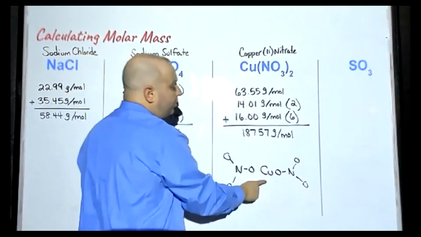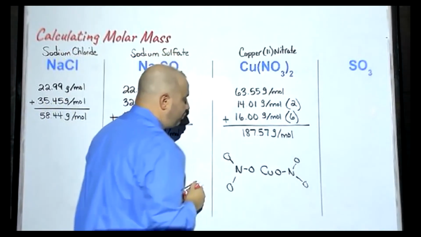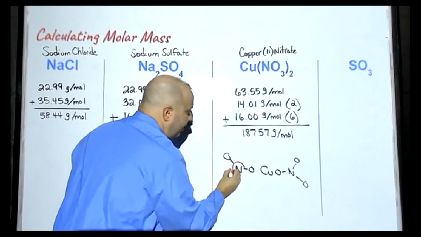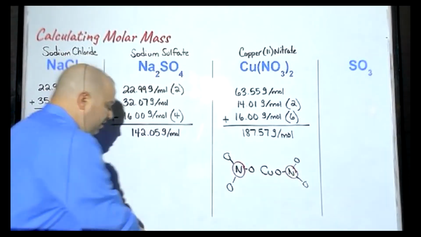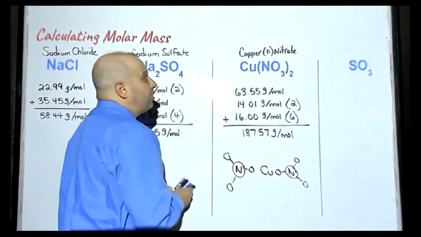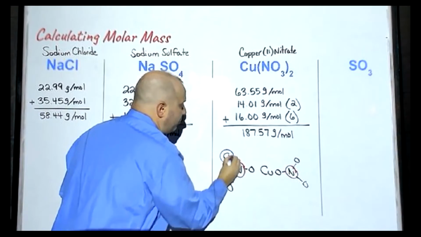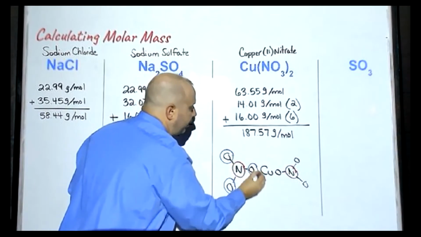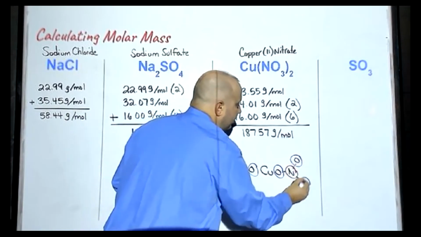So the 1 copper is represented by copper right here. The 2 nitrogens are represented by nitrogen on the left and nitrogen on the right. The 6 oxygens are represented in groups of 3. So on the left side, we have 1, 2, 3, and on the right side, we have 4, 5, 6.